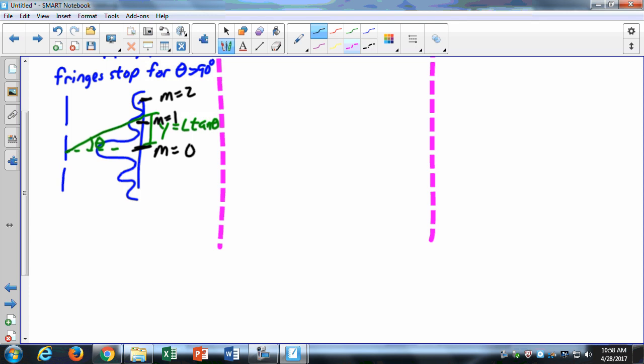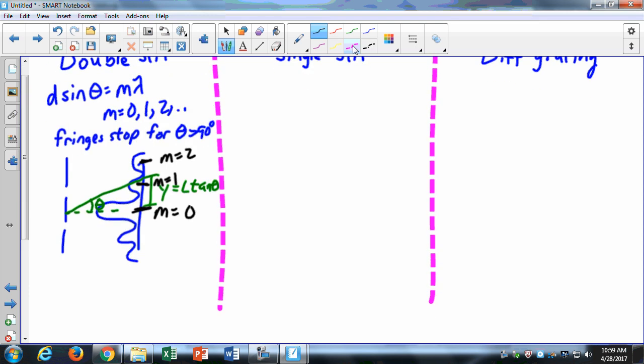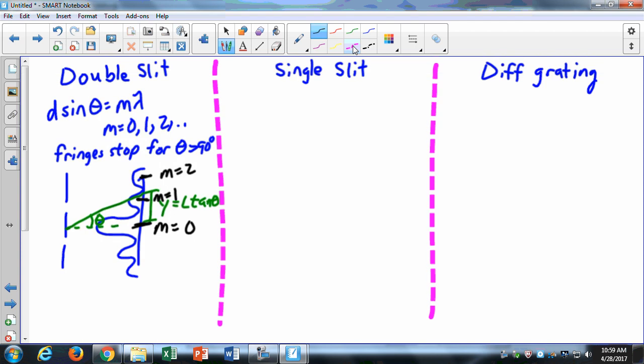You might also see some questions like we did in the concept test, where it asks, if you change this value, how does it change this value? So for example, if I increase the slit separation, d, how does it affect the separation of the fringes on the screen? Well, if I increase d, theta has to decrease. If I increase d, this has to decrease, which makes the fringes go closer together.